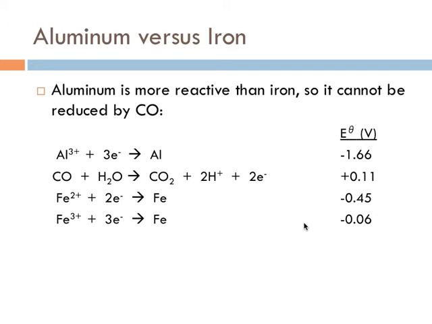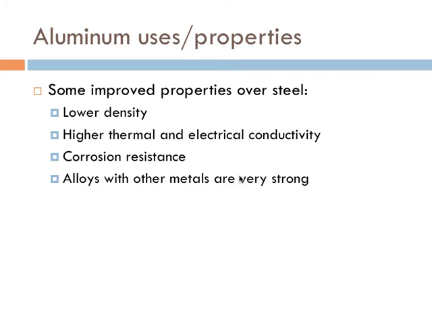Hopefully you remember that the more positive the reduction potential, and keep in mind this is an oxidation, the more spontaneous it is. Okay. Alright, so some improved properties of aluminum over steel: aluminum has a lower density, a higher thermal and electrical conductivity, it is more resistant to corrosion, and the alloys made with other metals are very strong.